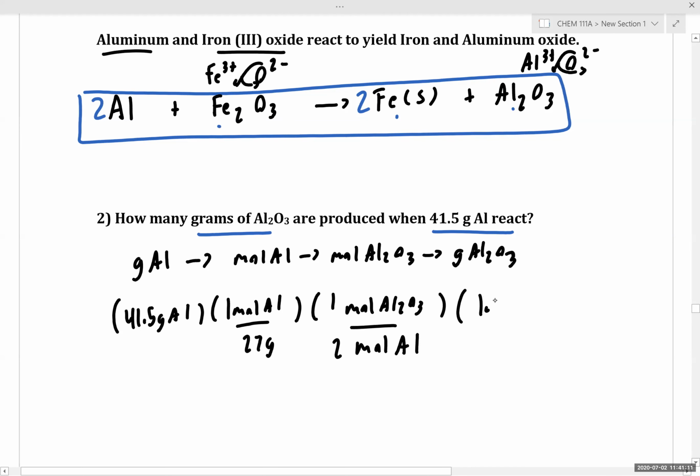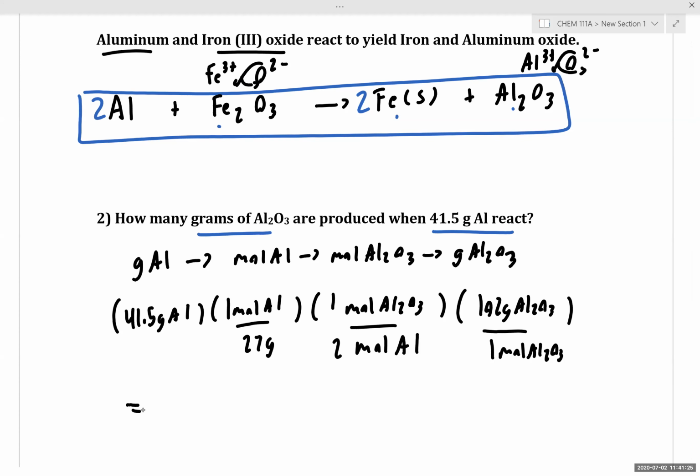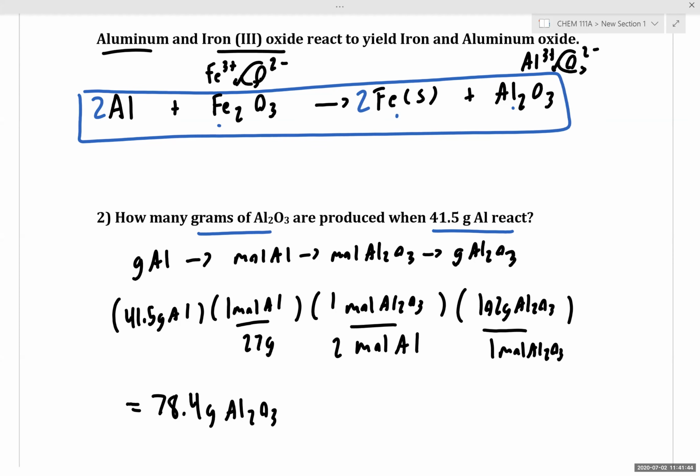Then finally, we have 102 grams of aluminum oxide per every 1 mole of aluminum oxide. So punching that into our calculator, we have 41.5 over 27 times 1/2 times 102. And that in turn gives us 78.4 grams of aluminum oxide. Okay, let's keep going. Let's do another example.